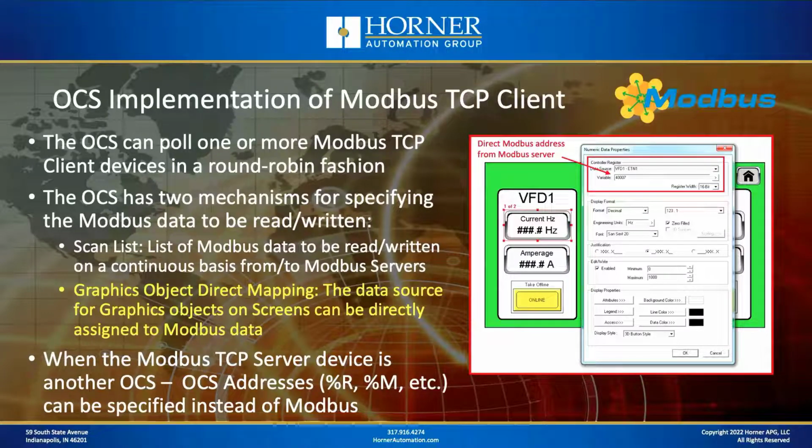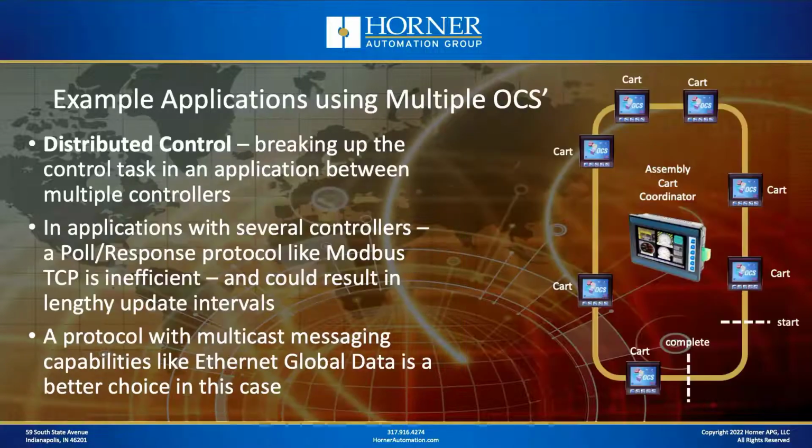Except in that case where you have multiple OCSs talking to each other over Modbus. In that case, whether you're talking about the scan list or whether you're talking about directly mapping into a graphics object, if it's OCS to OCS over Modbus, you never have to leave the native OCS register memory styles of R's, M's, and T's. You don't need to leave those to go into Modbus addresses. You can just stick with the OCS native data types.